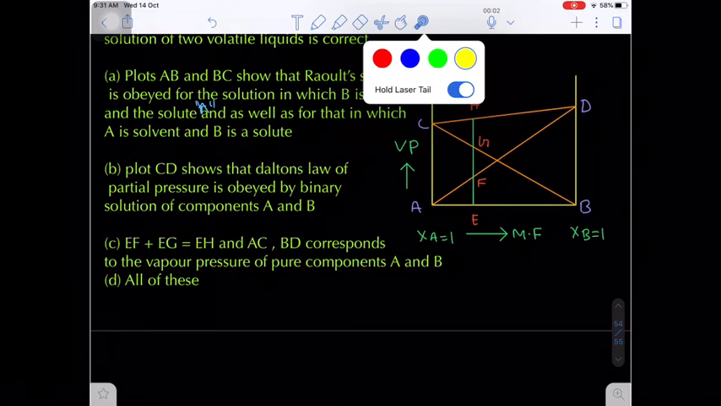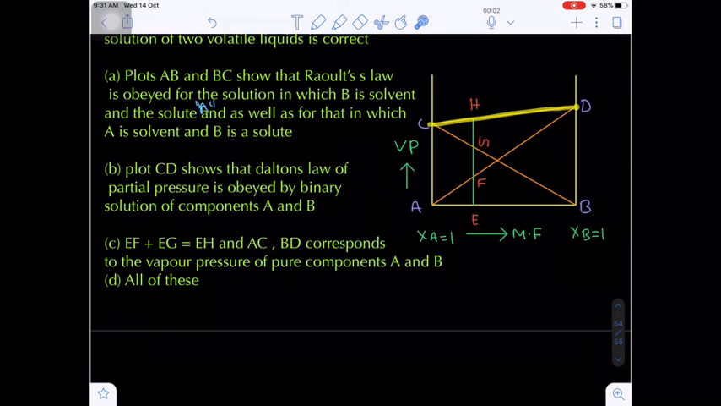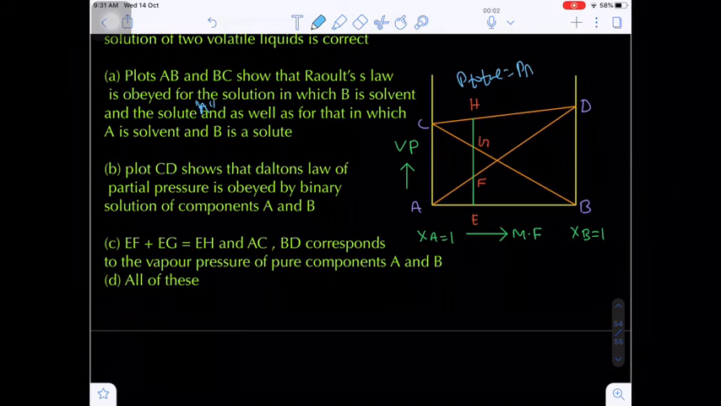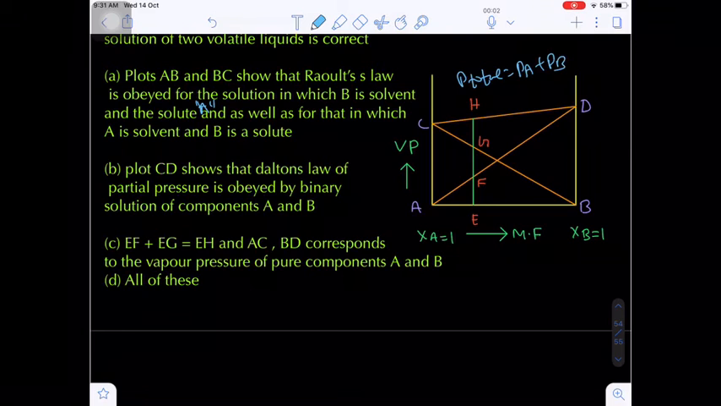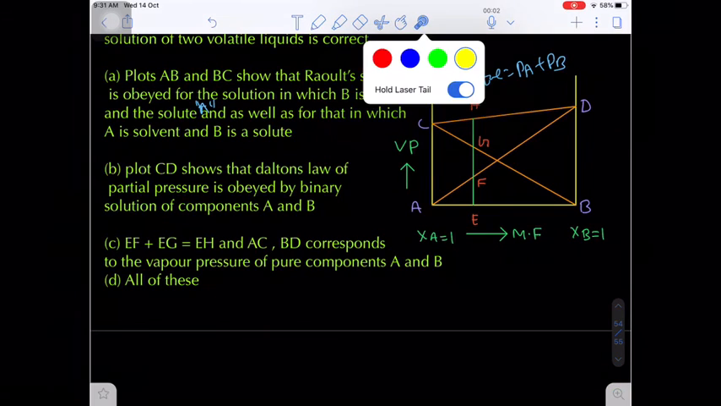And the next one, plot CD. What is the plot CD? This is corresponding to total pressure. Yes, that is followed by Raoult's law. Are you getting my point? This graph CD corresponds to P total. P total will be equal to PA plus PB. Are you getting my point? So statement B is also correct.